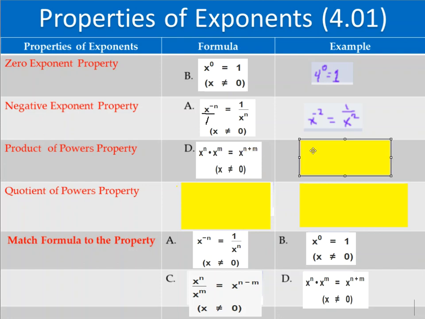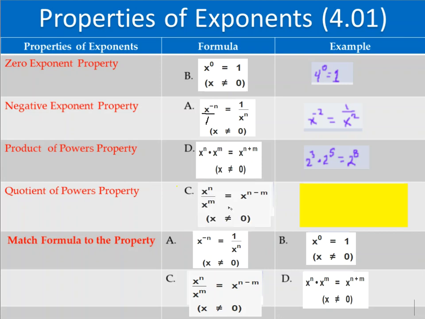So let's take a look and see what an example would look like. We get 2 to the power of 3 times 2 to the power of 5. So we just add the 3 and the 5 together and get 8. So 2 to the power of 8. Now obviously you can calculate 2 to the 8th power and go even further, but we're just showing you how to add the exponents in this example. And of course the last example would be C.